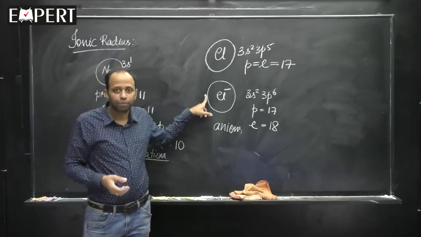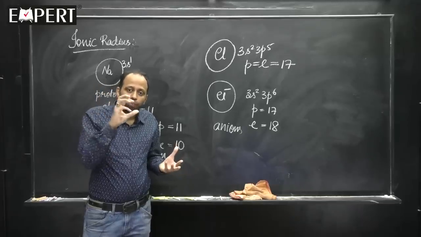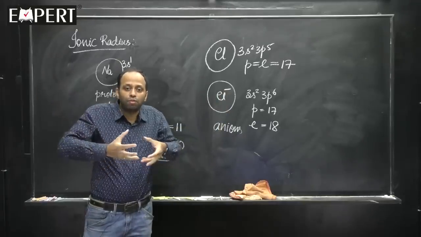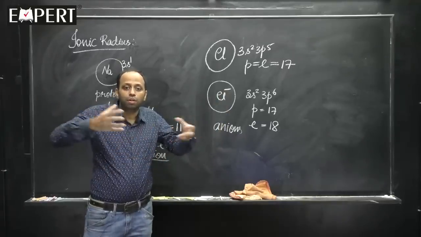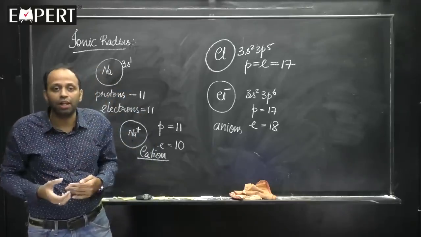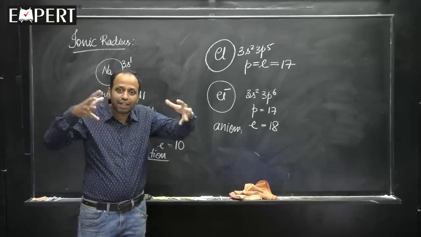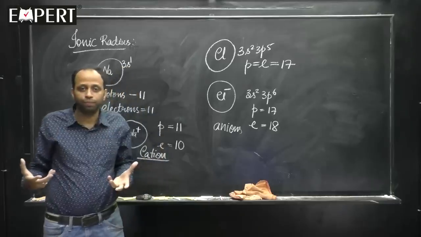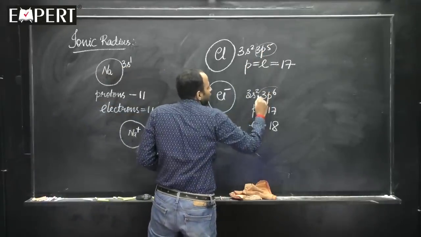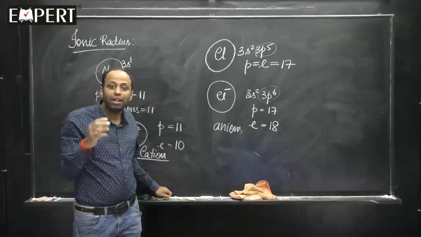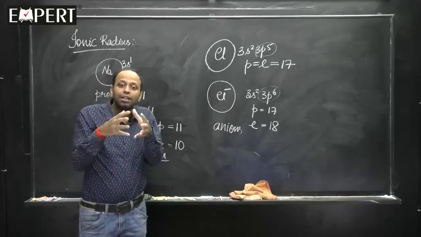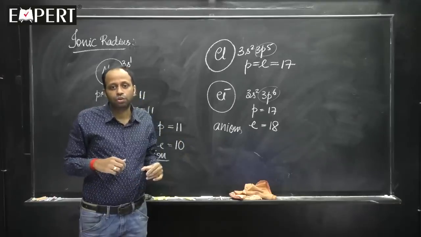Here, what will happen? The opposite of that. Think about it. Protons are the same, but the outer electrons will increase. So, they will have less force of attraction. The effective nuclear charge will decrease, and because of that the size of the ion will be more. And think about this also. Previously there were only 5 electrons and now there are 6 electrons. So, electrons can also repel one another. When they repel one another, they will start moving away.